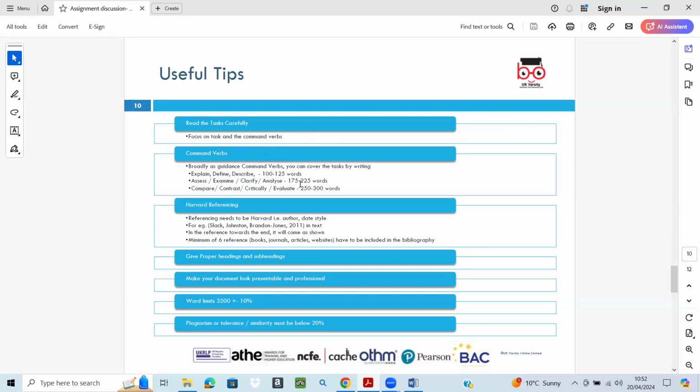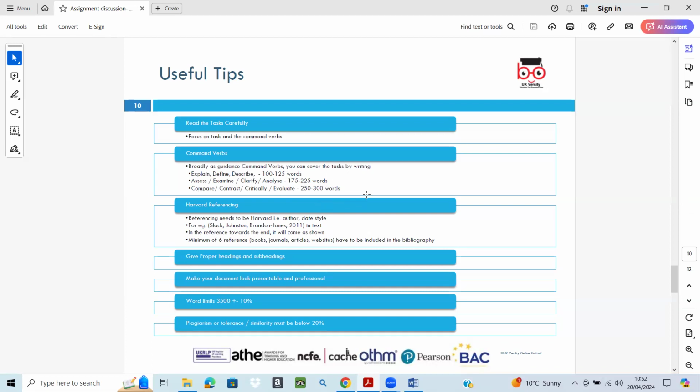Command words: you can cover the task by writing according to these command words. For example, explain, define, describe. So we should cover it in 100 to 125 words. Then we have assess, examine, clarify, analyze. We will cover it in 175 to 225 words. Then we have, for example, compare, contrast, critically evaluate. So we should cover them in 250 to 300 words.